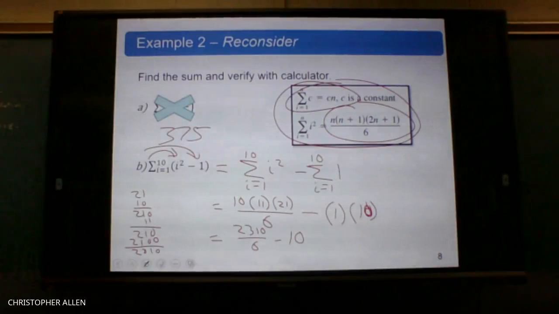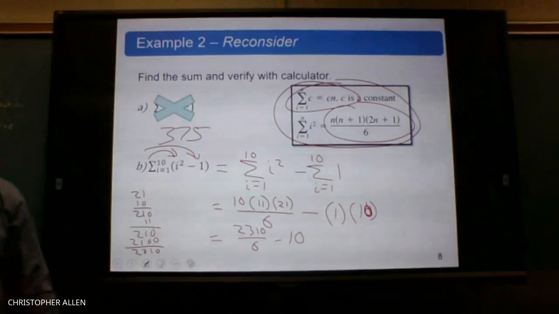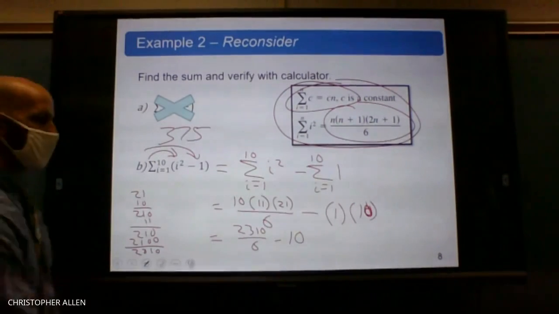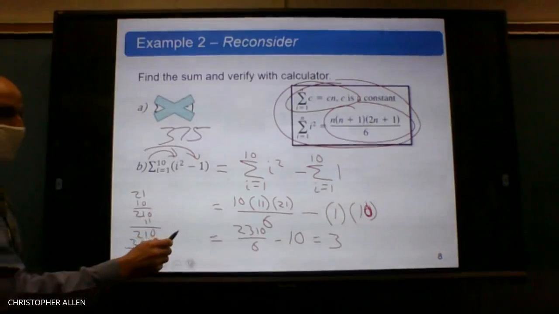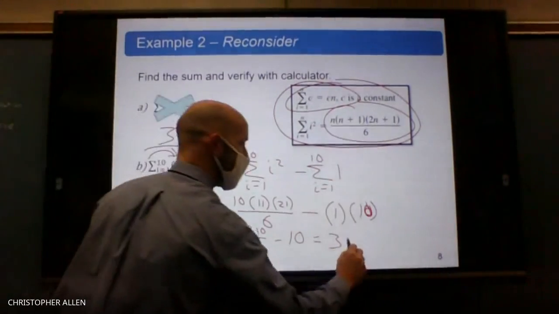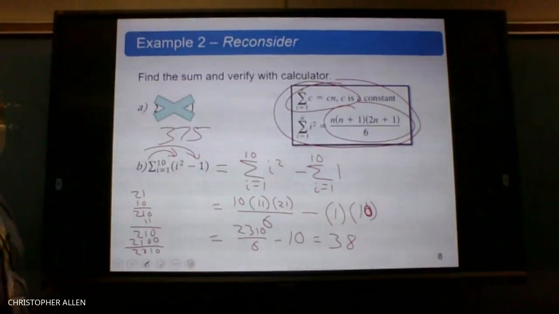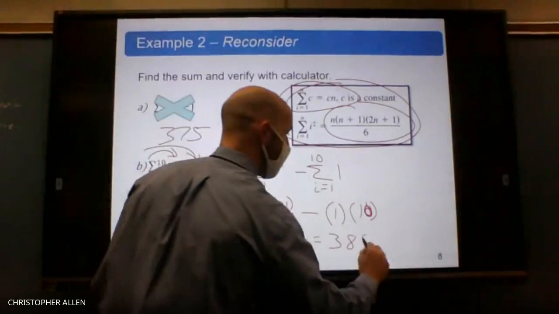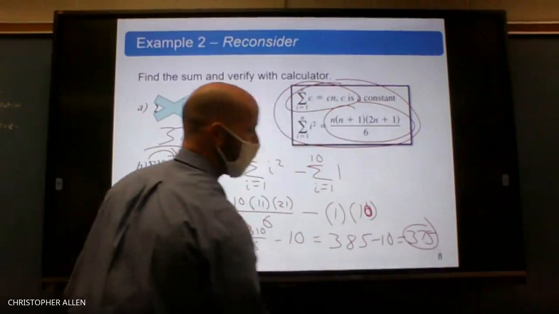So now I got to do 2310 divided by 6. Let's see here. 6 goes into that 3 times, I think, right? That'd be 18 with 5 left over. So 51. 6 goes into 51 8 times. Doing this in my head, guys. I'm not trying to impress you, but it is what it is. So then that'd be, what, 3 left over? So 30. 30 divided by 6 is 5. Minus 10. And I get 375.